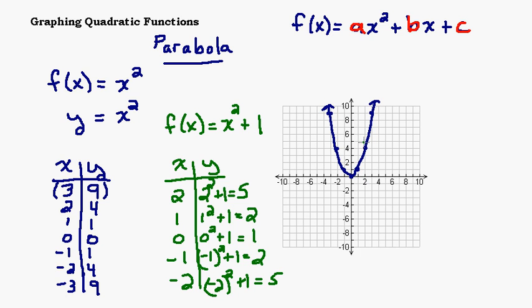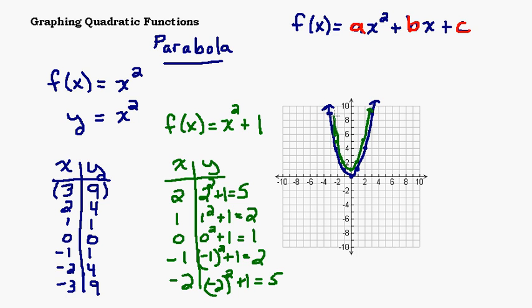So 2, 5 is right there. 1, 2 is right there. 0, 1, negative 1, 2, and negative 2, 5. What I want you to look for here is this is going to be tough to draw. How does the graph of the blue parabola relate to the graph of the green parabola? How are they related to each other?